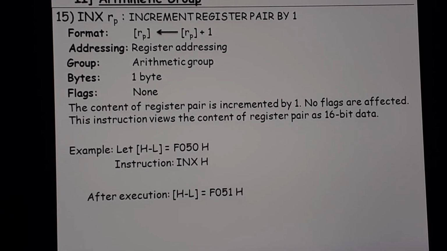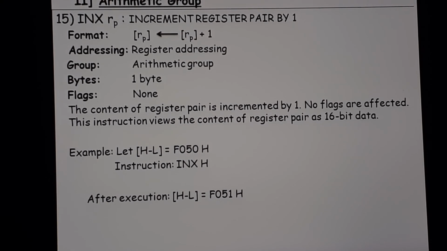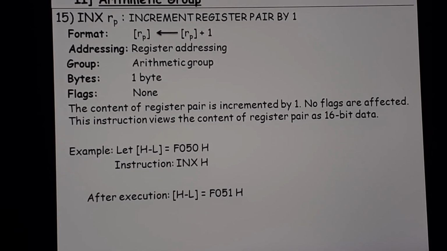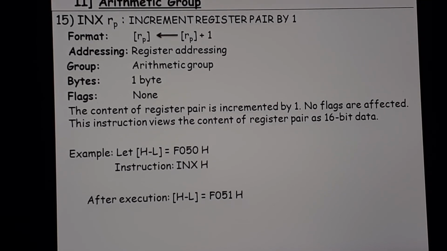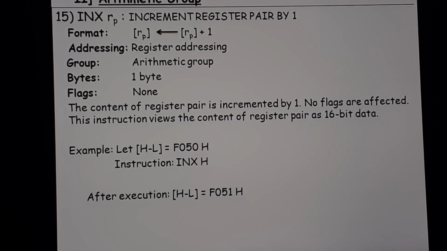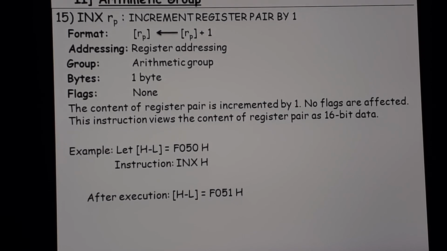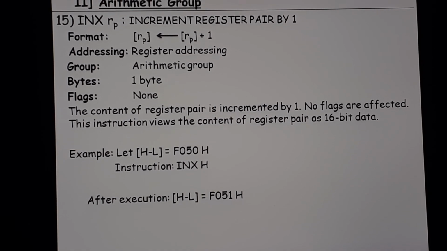So after executing this particular instruction, the content of the HL pair, that is F050, becomes F051. It got incremented by 1. I added 1, so hence it got incremented by 1. This was my last instruction in this particular video for incrementing.